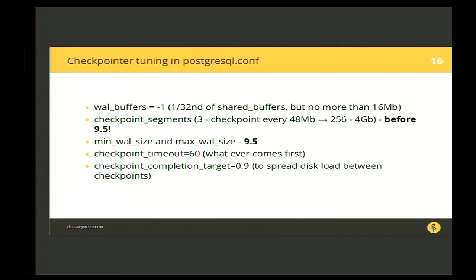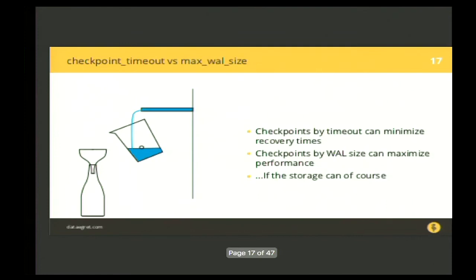The basic idea is to avoid writing more data than your file system and your storage can afford. For that, you can set up checkpoint triggering by two parameters, whichever comes first. On the next slide, I have an analogy of how it can work.